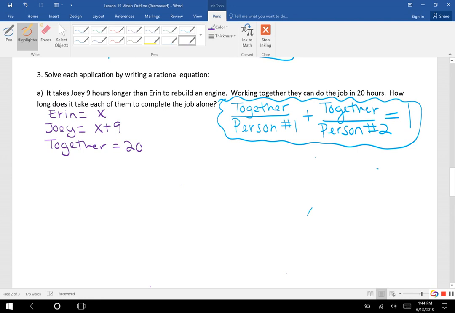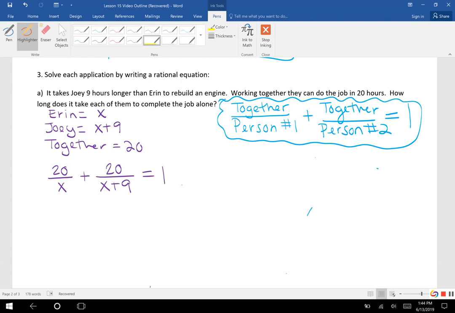So these are my 2 people and the time it takes them together. And I can plug that into the formula I just gave you. So together is 20. We'll say person 1 is X. Together is 20. Joey is X plus 9. We want to know when that equals 1. So the first fraction is the amount of the engine Aaron will be completing. The second one is the amount of the engine that Joey will be completing. We're going to keep working until that adds up to 1.